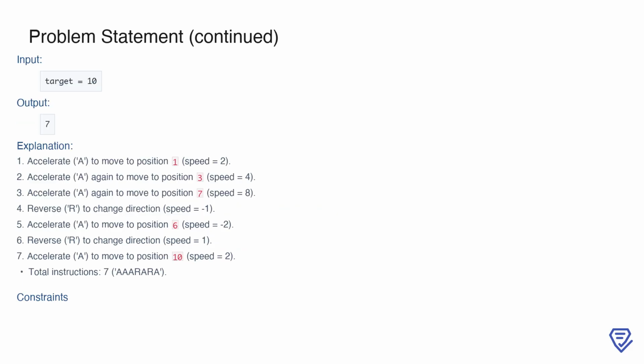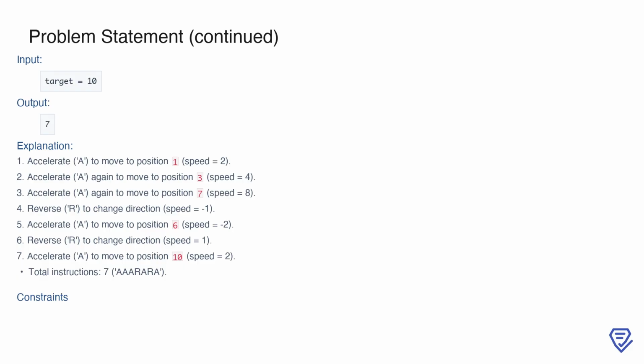Let's look at a slightly more complex example where the target is 10. Starting at position 0 with speed 1, we accelerate 3 times in a row. This moves the car to positions 1, 3, and then 7, with a final speed of 8. At this point, the car overshoots the target, so we reverse, resetting the speed to -1. Then we accelerate, moving the car backward to position 6 with a speed of -2.